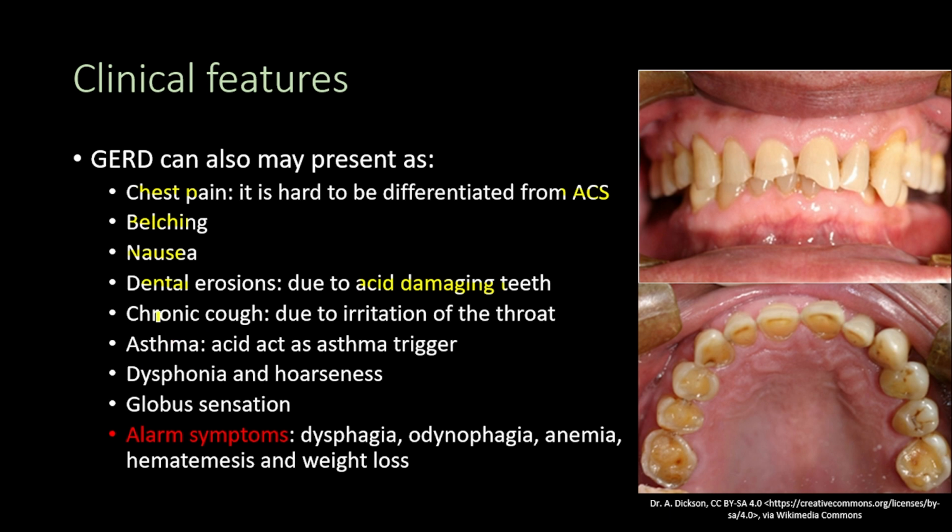And it may also lead to chronic cough, and that is due to the irritation of the throat by the regurgitated acid. And GERD may also lead to asthma, because the acid would act as an asthma trigger, and it may lead to dysphonia and hoarseness because it irritates the larynx, and it may lead to globus sensation, and that is when the patient senses a globus inside their pharynx.